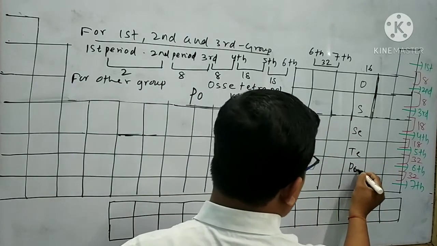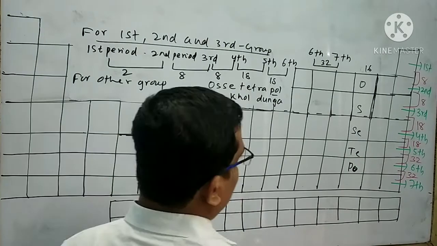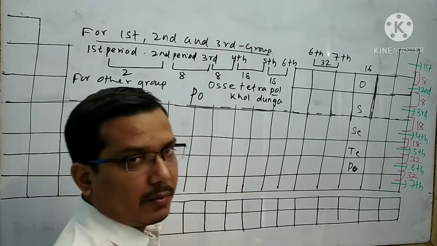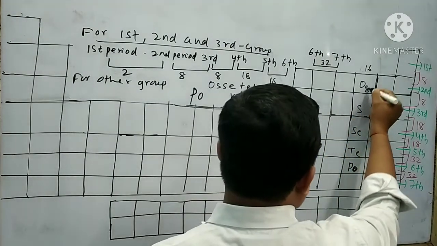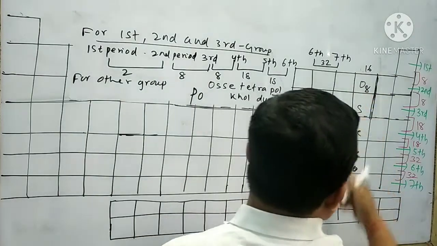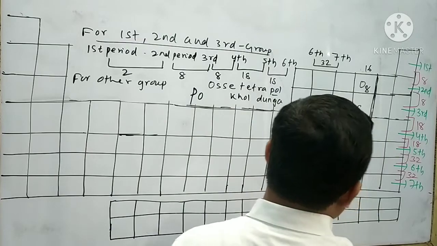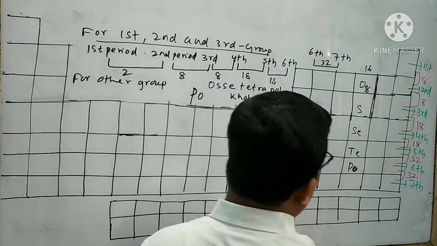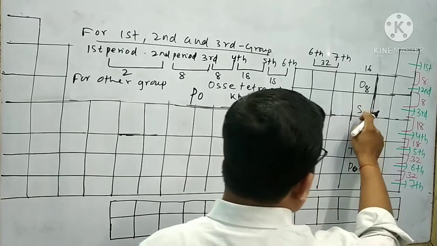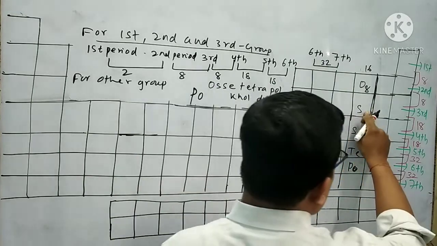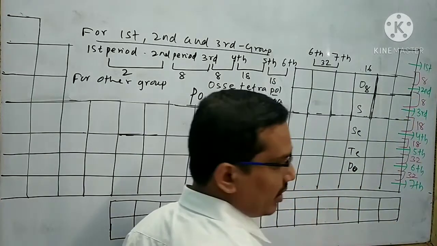Our aim is to find out the atomic number of polonium. We know that the atomic number of oxygen is 8. Oxygen belongs to the second period. Now find out the atomic number of sulfur. Sulfur is present in the third period.